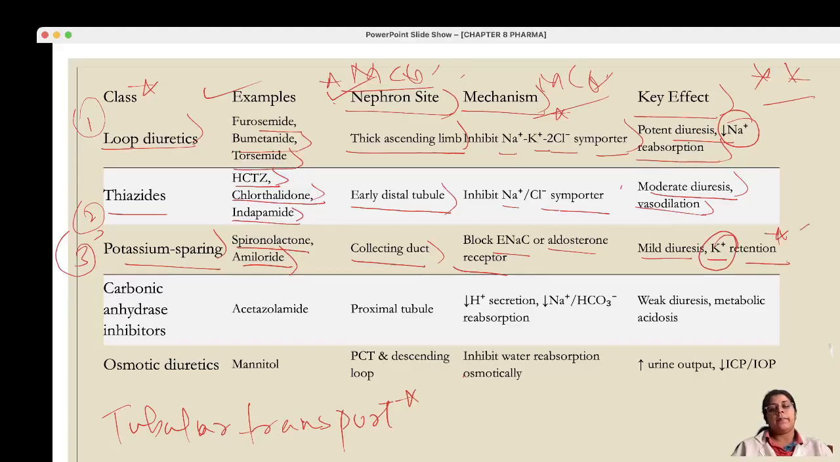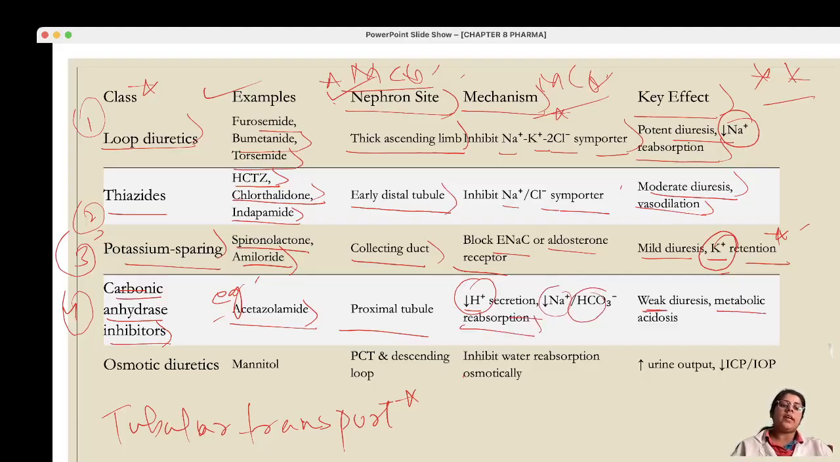Okay. And fourth is the carbonic anhydrase inhibitors. The most common example is acetazolamide. It acts on the proximal tubule. It decreases the hydrogen secretion and decreases the sodium and bicarbonate reabsorption. So it has weak diuresis and metabolic acidosis. It is also very important.